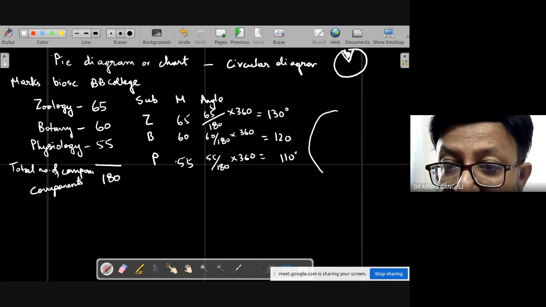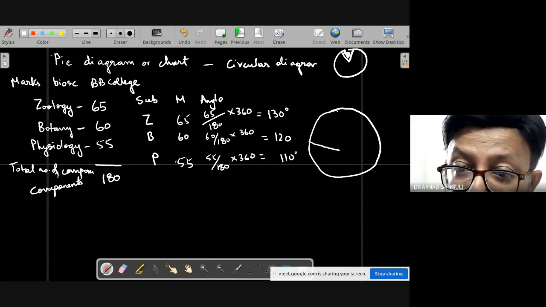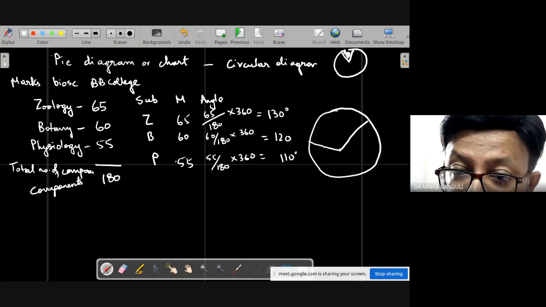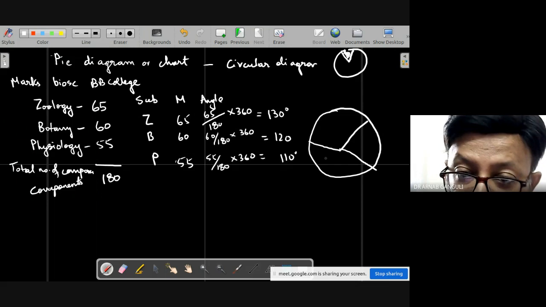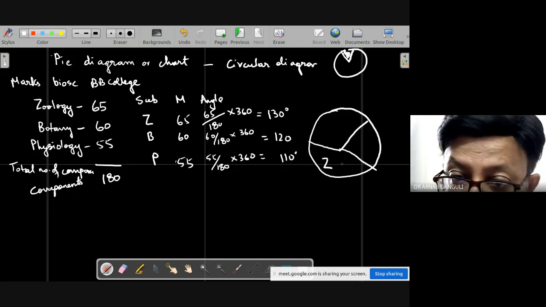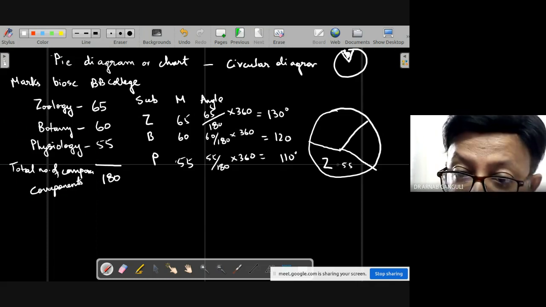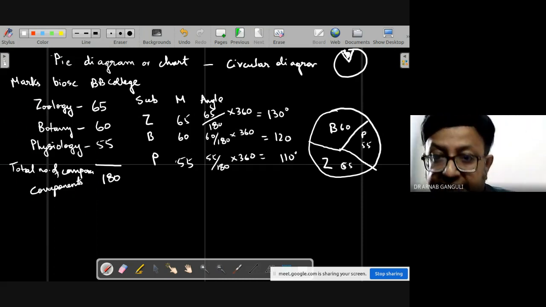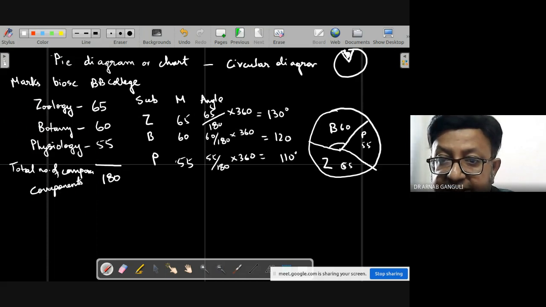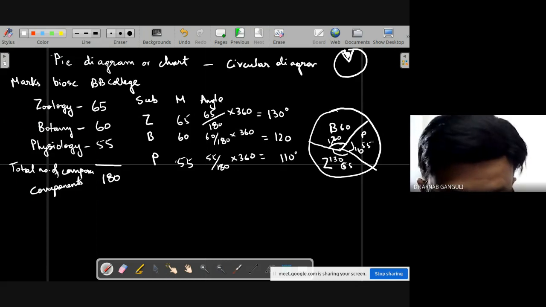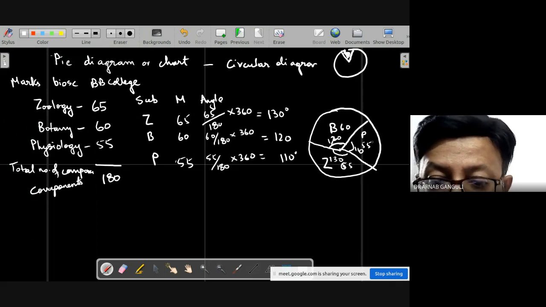Now you can take a protractor and draw. This is zoology, 65. This is botany, 60, and this is physiology, 55. 130 degrees, sorry, this is 130, 120 and 110. Clear? Understand?